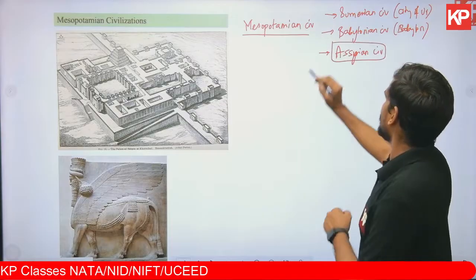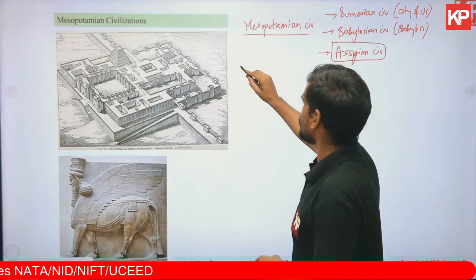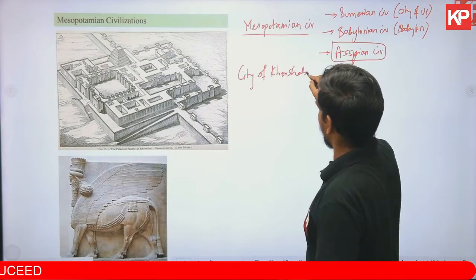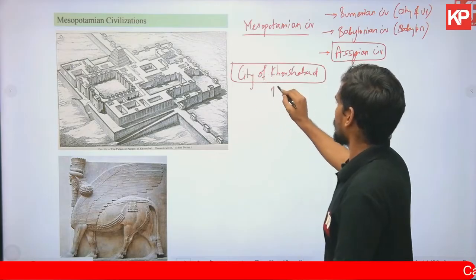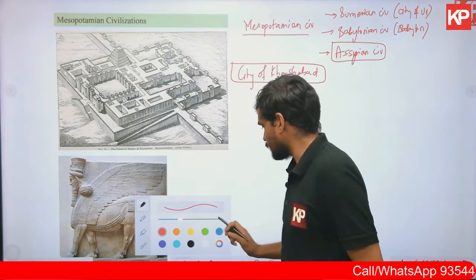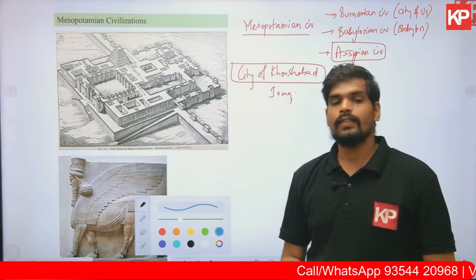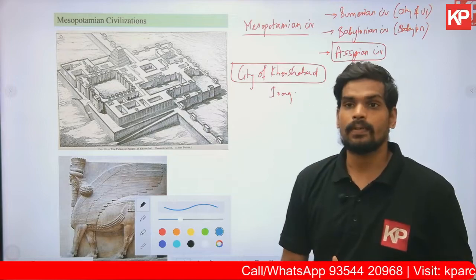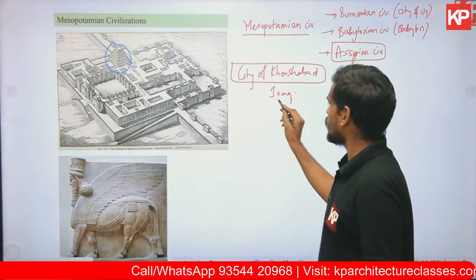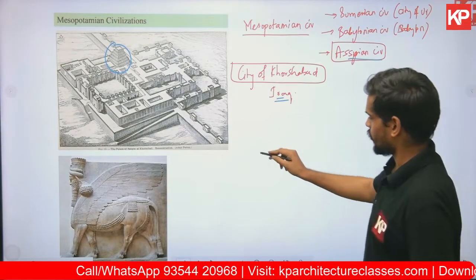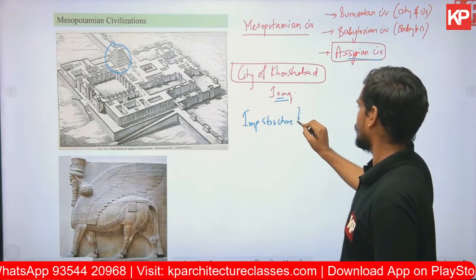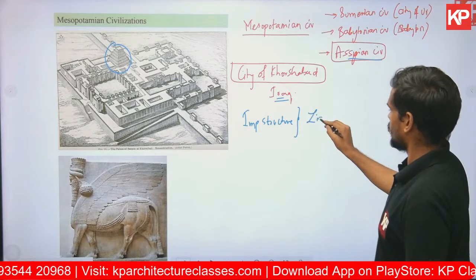and the capital city of this Assyrian civilization, what you see in this picture, is known as the city of Khorsabad, which is in present day Iraq. This was the capital of the Assyrian civilization. Now in this Assyrian civilization also, what is something which you see common? You see that important structure, the temple structure. Even in the city of Khorsabad of Iraq during the Assyrian civilization, the most important structure of the city was the ziggurat.